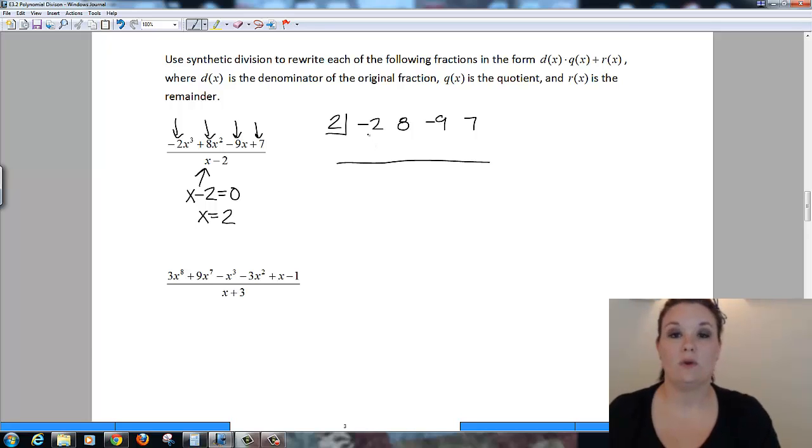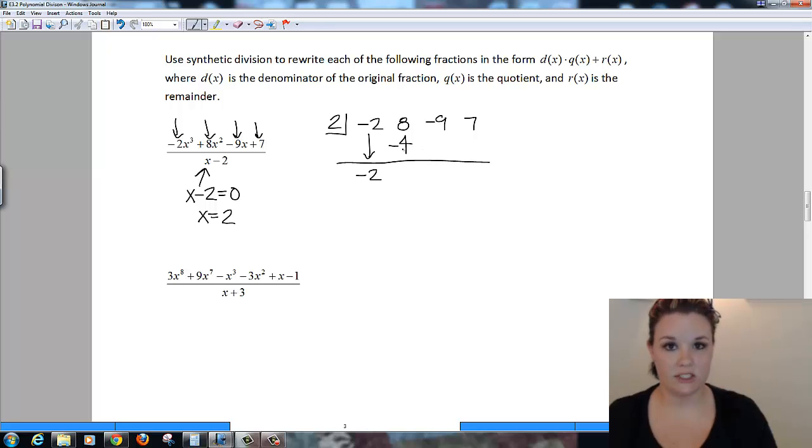Now, with synthetic, the first thing you do is always bring down your leading coefficient and write it below the line. Then we're going to multiply what's in our box times that number below the line. So 2 times -2 is -4. That's what I'm going to write under the 8.